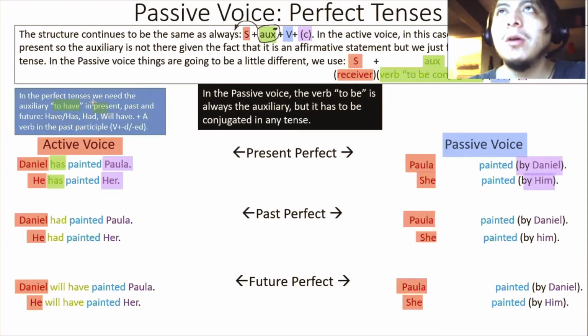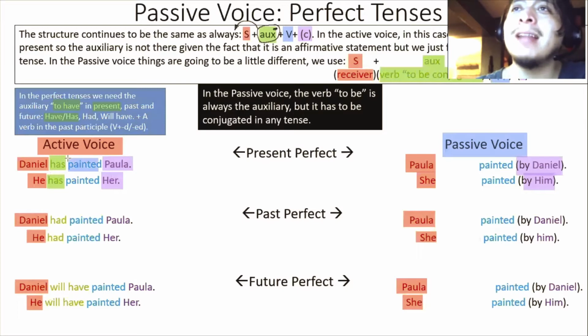in the present, okay? So the auxiliary to have in the present is have or has. Remember, in the present, the third person of the singular takes an S. In this case, Daniel is the third person of the singular, is masculine, is he, so he has. And the verb in all perfect forms is always in the participle. Paint is a regular verb, so painted is the regular ending for a verb in participle. So Daniel has painted Paula, he has painted her, okay?